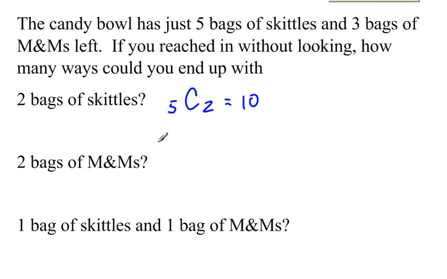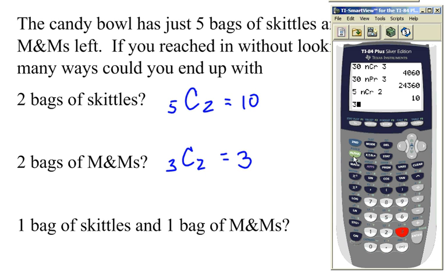What are the different ways we could pick 2 bags of M&Ms? Well, this is going to be 3C2. There are only 3 bags of M&Ms, so we could pick the first and the second, and the third, or the first and the third. Well, I think the answer is 3. Let's go and check on our calculator. 3 math, C2. There we go. I was able to list the 3.